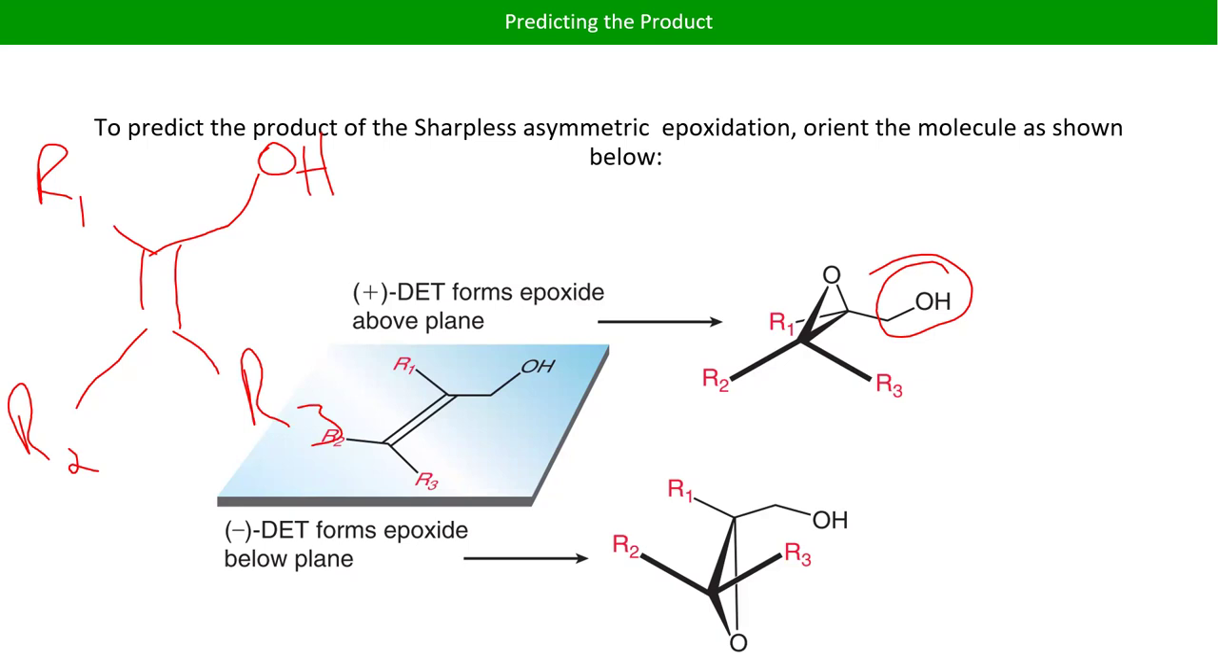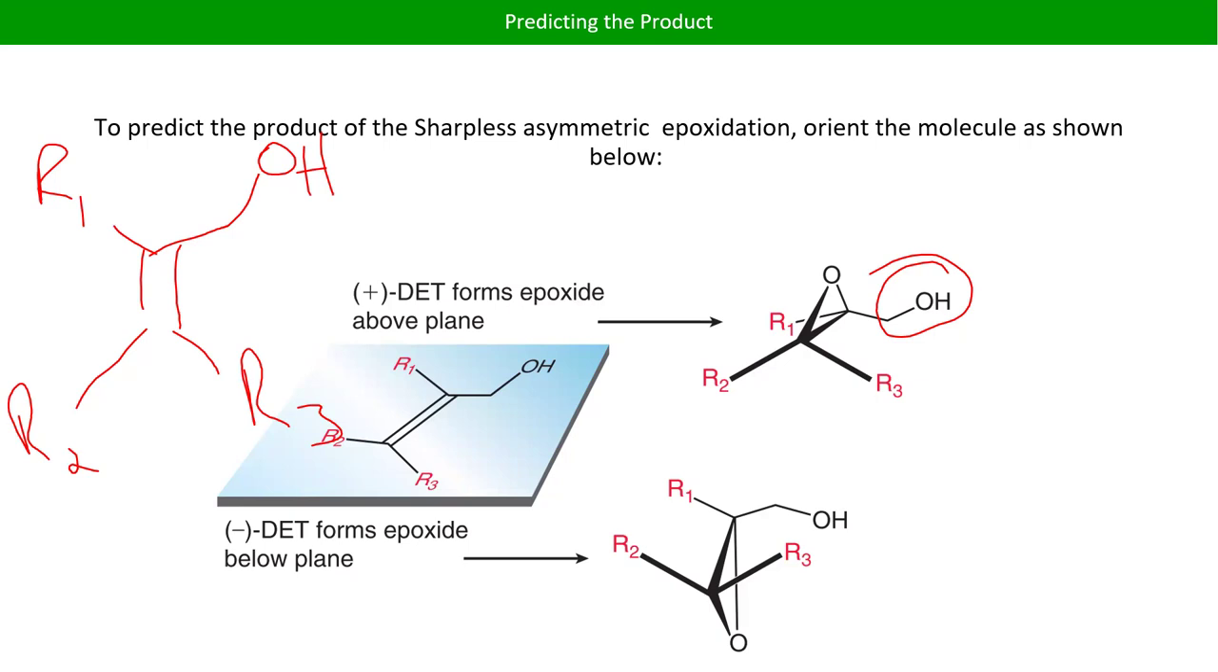So that's just taking that same molecule and flattening it out, in which case the plus DET product would have the epoxide pointed above the structure here, and the minus would be behind the board. All right, so just two ways of visualizing the same thing gets us back to thinking about these as 3D objects.